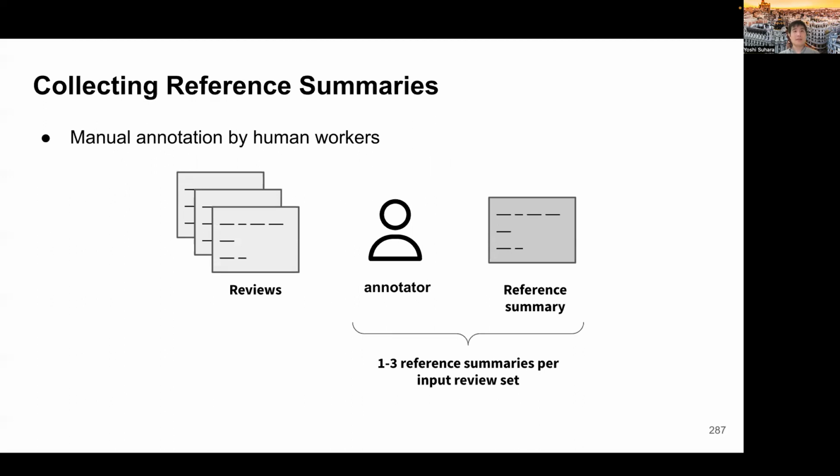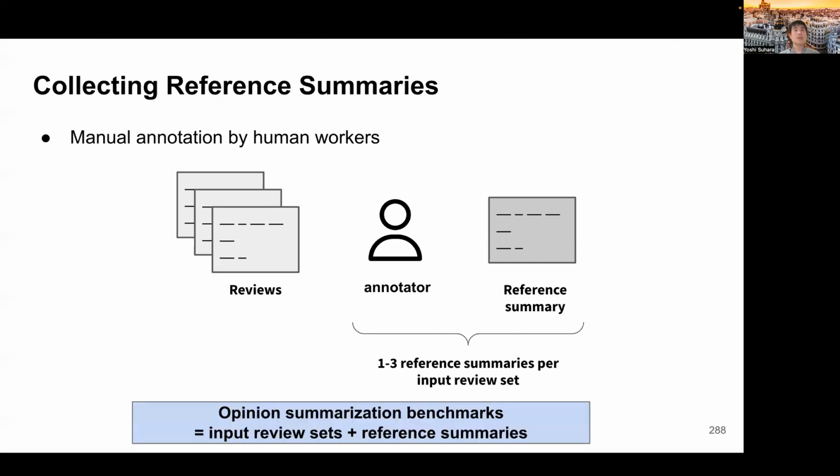For reference-based evaluation, we need gold standard information to compute metrics. The most standard way is to ask annotators to read reviews and write gold standard reference summaries. As summary writing is a subjective task, we usually create multiple reference summaries for each entity for robust evaluation. So, opinion summarization benchmarks consist of pairs of input reviews and corresponding reference summaries.